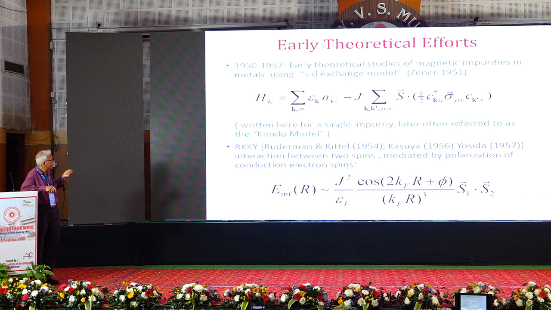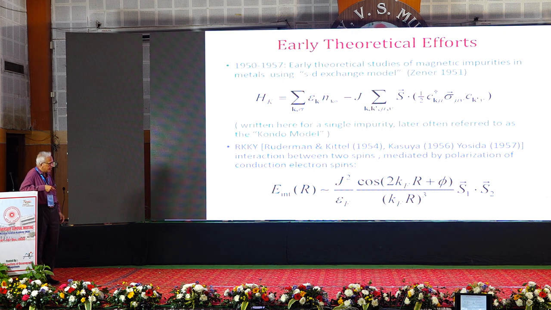So that n represents an operator which is the number of electrons in a particular k and with spin sigma. And then this impurity, because it's magnetic, has a spin, and it interacts with the spin of the conduction electron in the neighborhood of that impurity. So that is like a spin dot conduction electron spin density interaction. That's what is written there in terms of operators that create or destroy electrons.